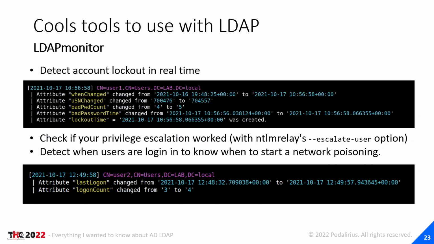And the third case is to detect when users are logging in to know when you can start a network poisoning with Responder, for example. If you are connected inside the LDAP and you are seeing a lot of user logins, it can be the moment where the users are logging in for the first time in the day. So you want to start a network poisoning, so maybe you can relay authentications, maybe you can poison some of the Windows machines, so it will go through your Responder afterwards. So if you are seeing a lot of logon events inside LDAP Monitor, it might be time to start a network poisoning.